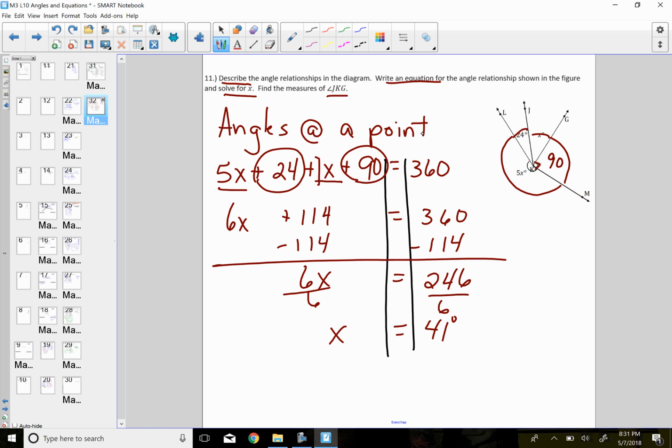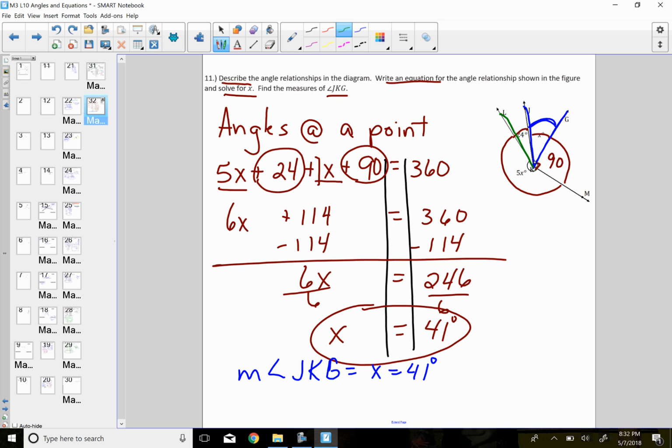So we described the relationship. We wrote an equation based on the relationship to find x. Find the measure of angle JKG. Let's see. JKG, that's this one here. So the measure of angle JKG equals x, which is 41 degrees. If they had asked, what is the measure of LKM, this one here, we would take 5 times 41 to get our answer. Okay, so it looks like we've reached the end of our notes for today.